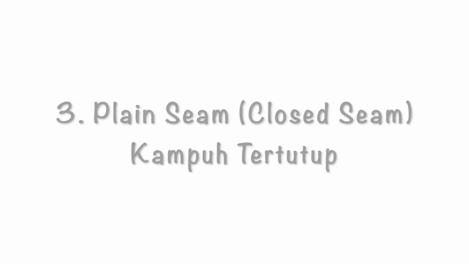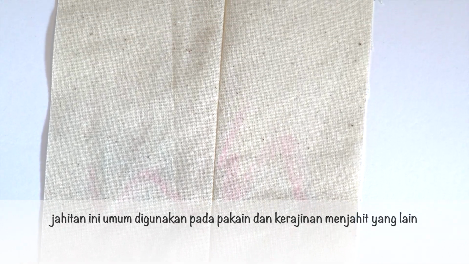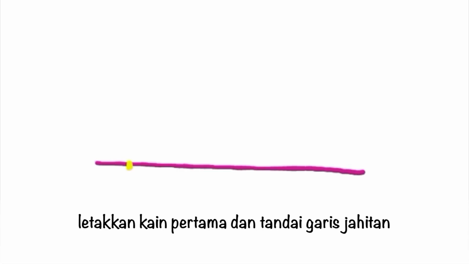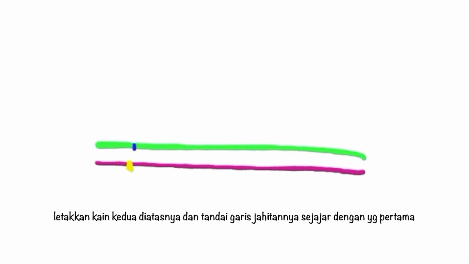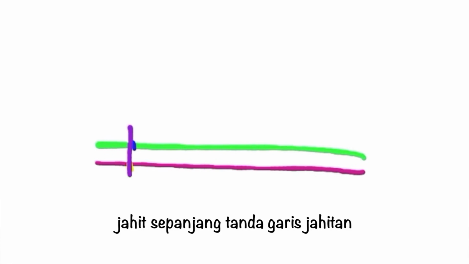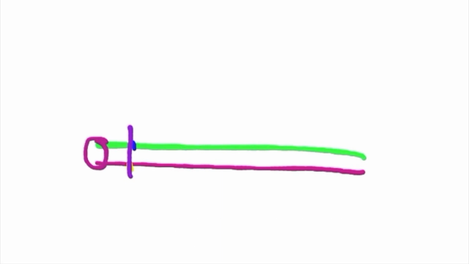Plain seam, closed seam. This seam is more common to use in the part of the garment and other sewing crafts. The constructions. Put the first piece of fabric and mark the seam line. Put the second piece on top and mark the seam line. Sew the stitch to the seam line. Overlock the 2 pieces of seam allowance together.